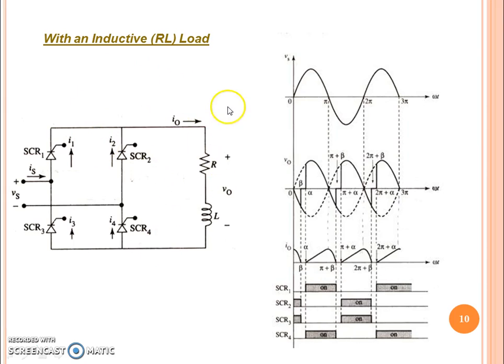The same circuit configuration is used for the RL load. The entire circuit operation is the same as that of the resistive load, but the only difference is that because of this inductive load, negative voltage is produced. This is only due to the property of inductance, as mentioned here. So this negative peak is because of this inductance.